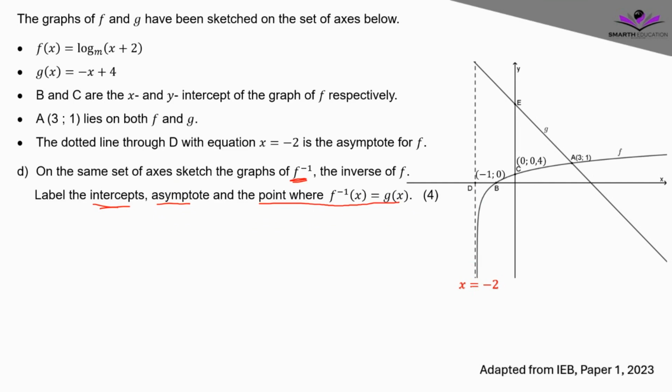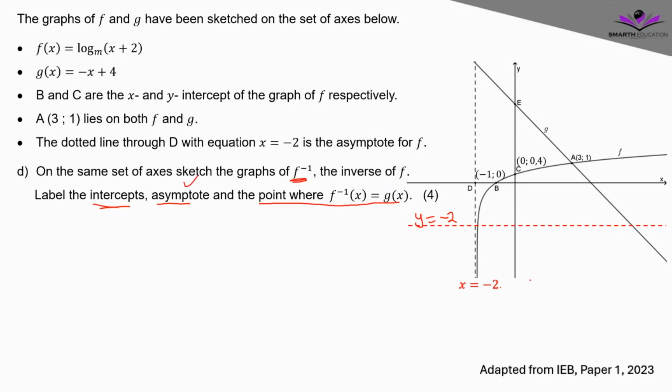Remember, when it comes to the inverse, we just interchange x and y. Where there's x, we put y. So our asymptote now would become y equals -2 for the inverse. That's the asymptote there, right? And then we've indicated the asymptote, and then the intercepts.